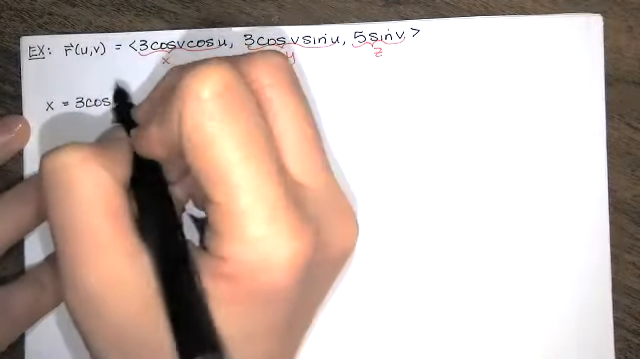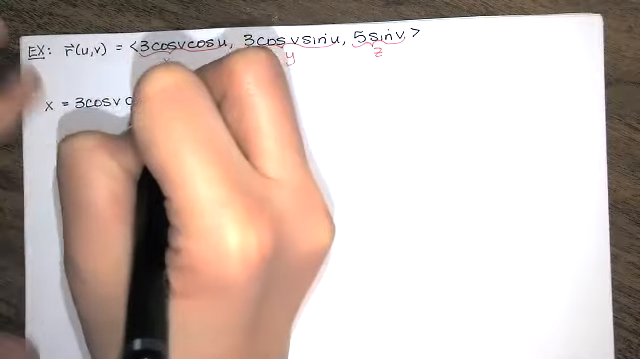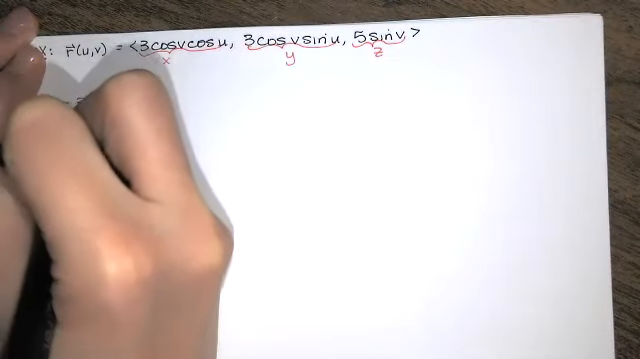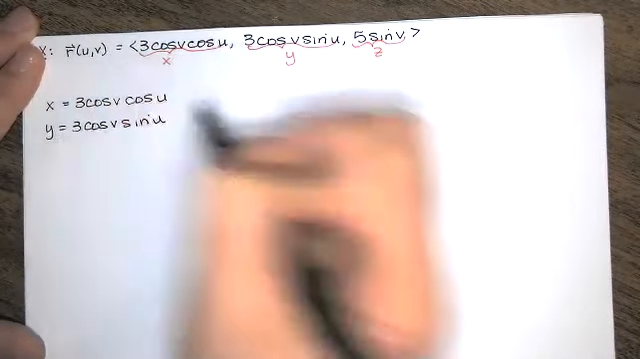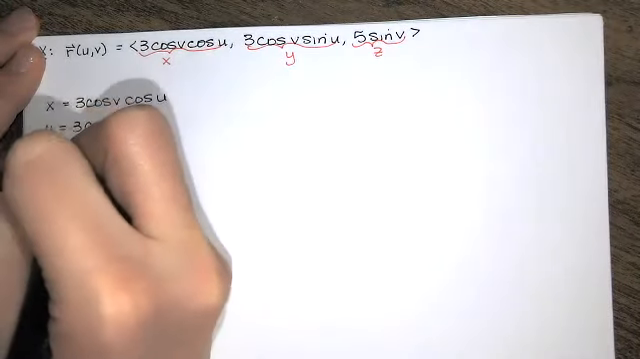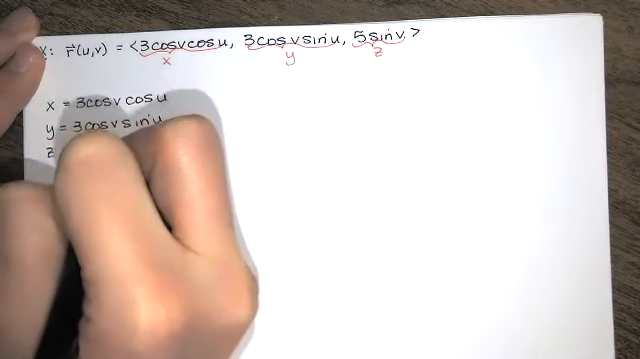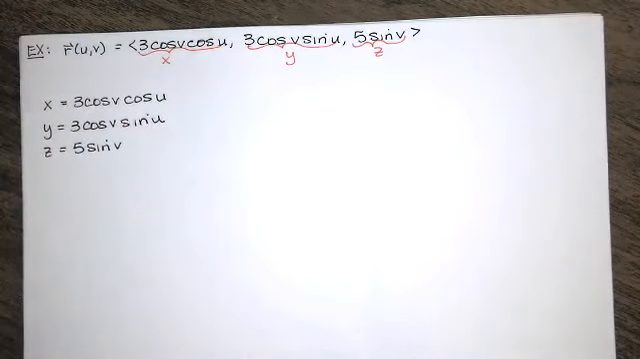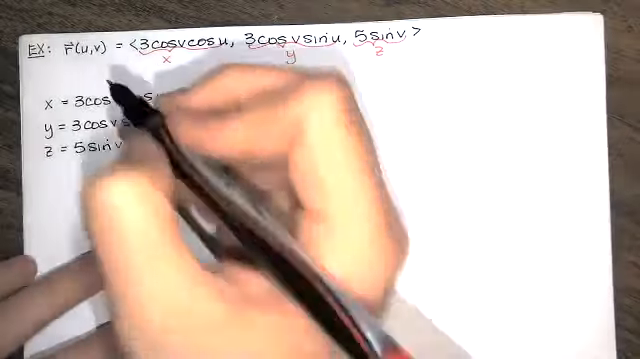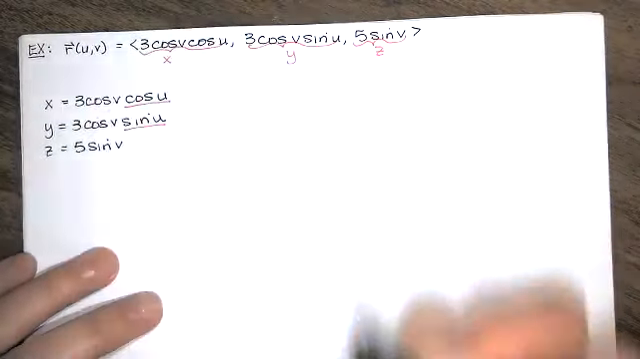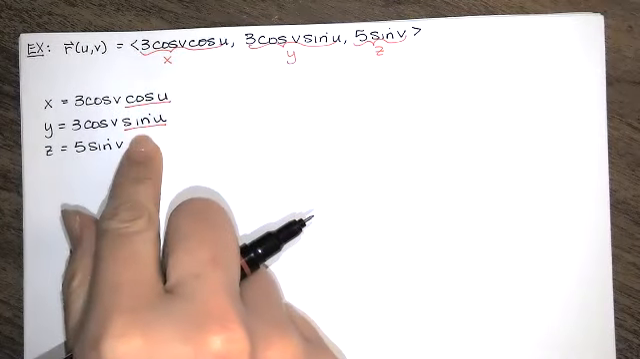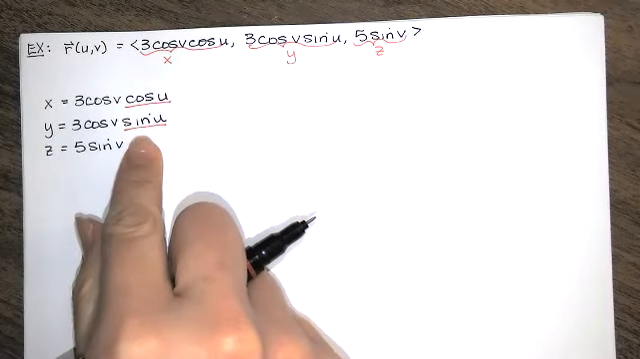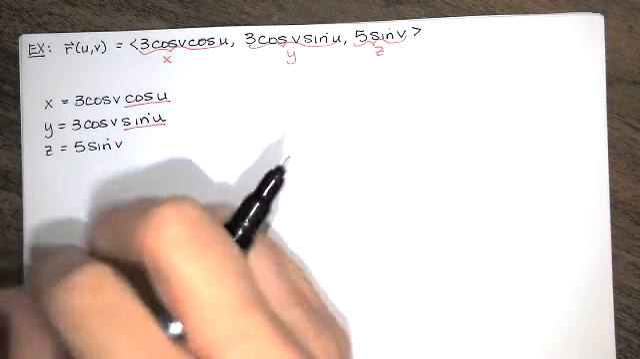So x is 3 cosine of v cosine of u. Y is 3 cosine of v sine of u. And z is 5 sine of v. Now right away, I notice that I've got a cosine of u and a sine of u right here. So I can take each of these equations and solve for cosine and sine, and then use the fact that cosine squared plus sine squared is 1.